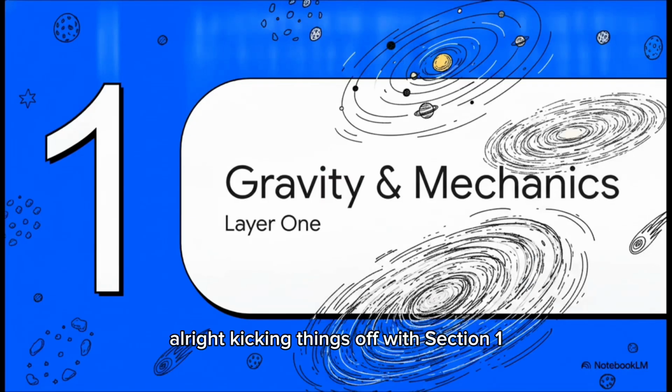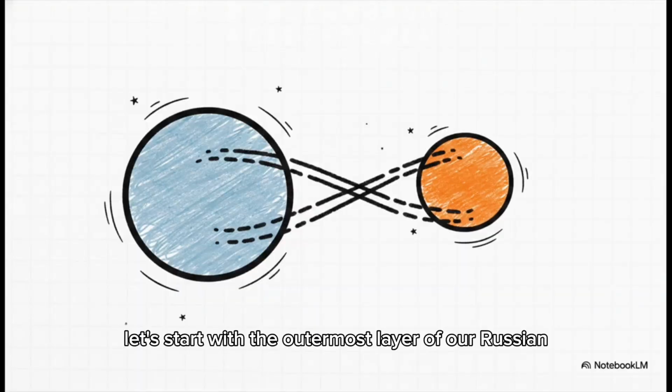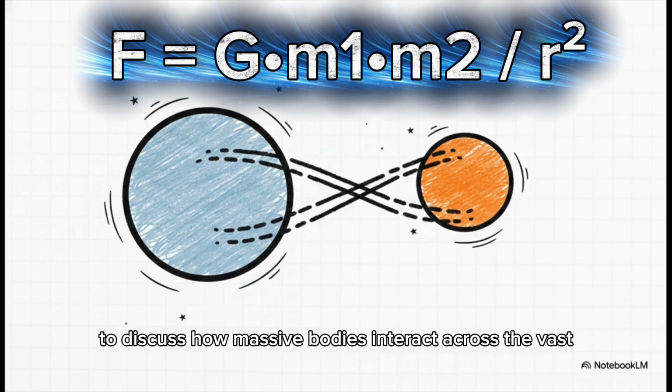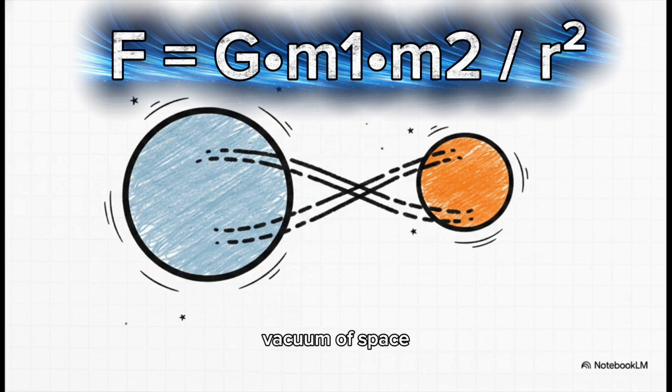All right, kicking things off with Section 1, Gravity and Celestial Mechanics. Let's start with the outermost layer of our Russian doll, zooming all the way out to the largest scales to discuss how massive bodies interact across the vast vacuum of space.